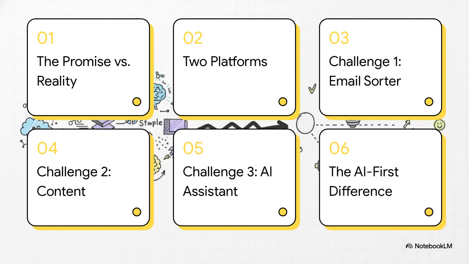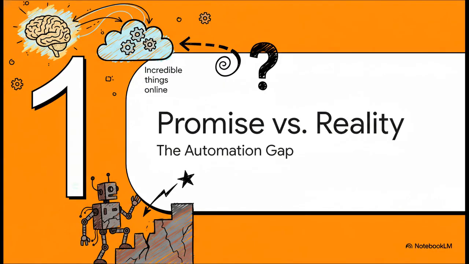Okay, so here's the game plan. First, we'll tackle that whole promise versus reality thing with AI automation. Then, we're going to put two different platforms head-to-head with three real-world challenges. And to wrap it all up, we'll get into what our source material calls the AI first difference. Let's go. All right, first things first, let's talk about the promise versus the reality.